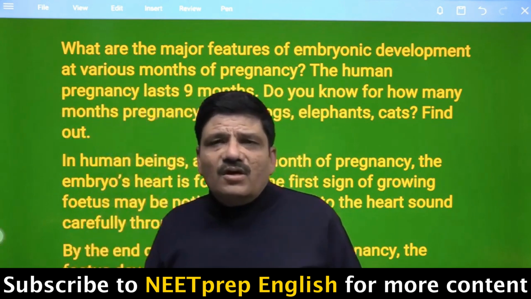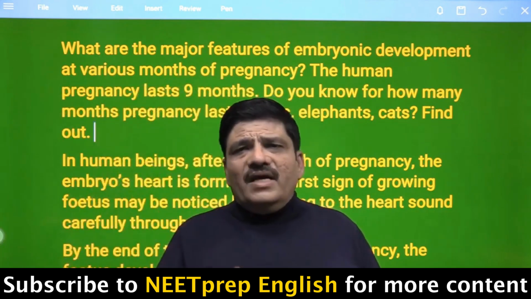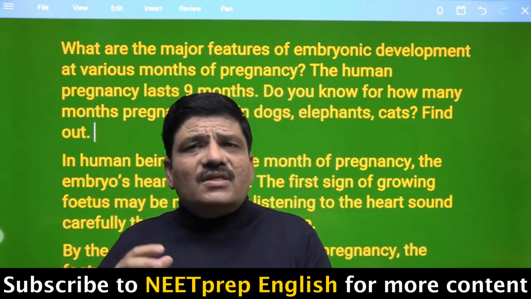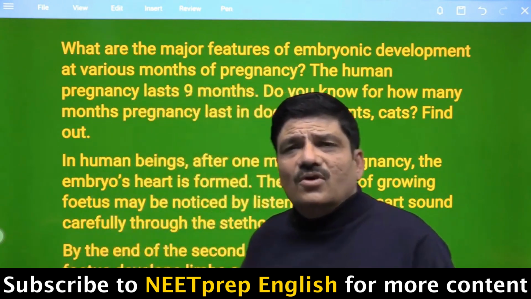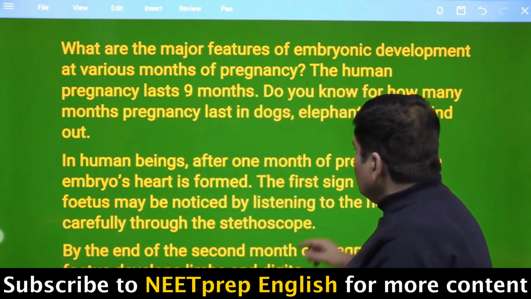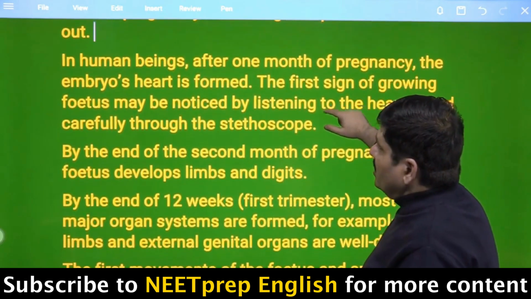Just remember, the first organ to be formed is the heart, and by the end of 1 month the embryonic heart is formed. Therefore the gynecologists are able to listen to the heart sounds of the fetus with the help of a stethoscope to understand the well-being of the fetus. So please limit yourself to this.